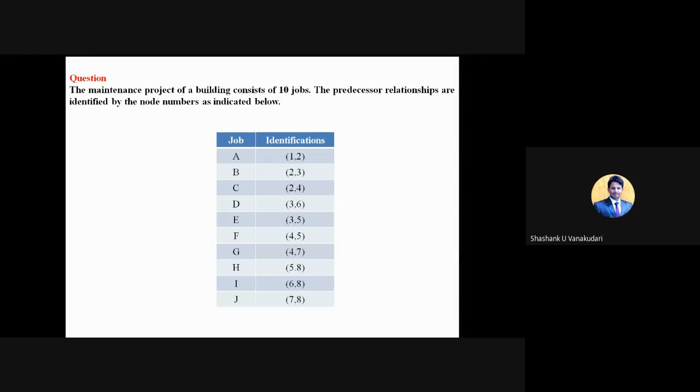Nachiket? Yes, sir. Till where you have solved? Is it understandable or are you facing any difficulties? No, sir. No problem. Okay. Nikhil, yes, sir. Is there any doubt or are you facing any difficulties? Please let us know so that we can clarify those things here only. No, sir.